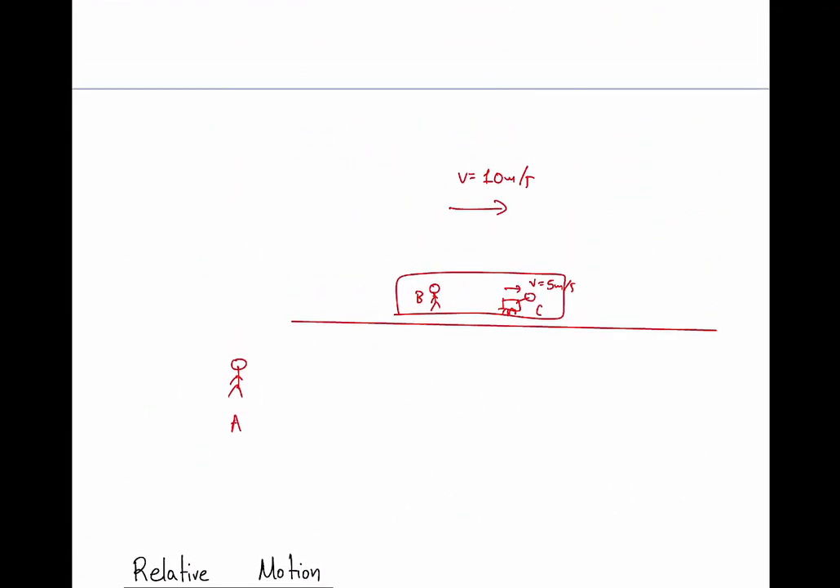Going back to the previous example, the velocity of the cat with respect to B, we know that it is 5 meters per second. The velocity of the train, or actually the velocity of the person standing inside the train, B, with respect to the observer A, is 10 meters per second. And if we need to find the velocity of the cat with respect to A, the velocity CA will be equal to velocity CB plus velocity BA.